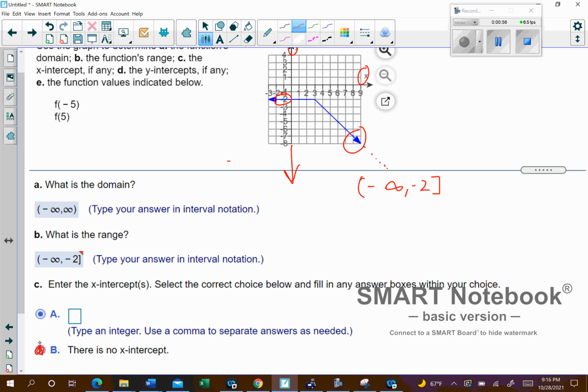The next question is y-intercepts. Well, there is actually a y-intercept. It hits the y-axis right there. So let's see, what is that? That's part D. So let's see, part D, the y-intercept is at, and so if they want it, let's see.